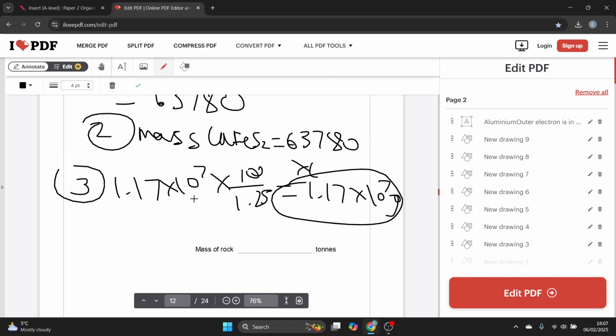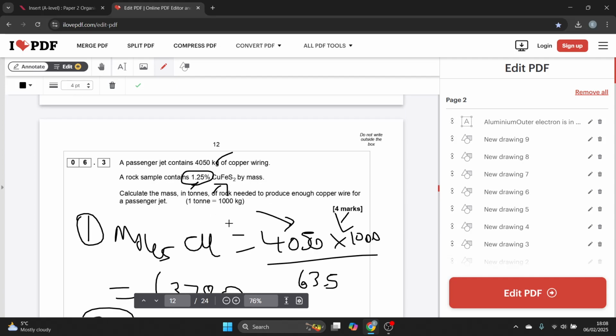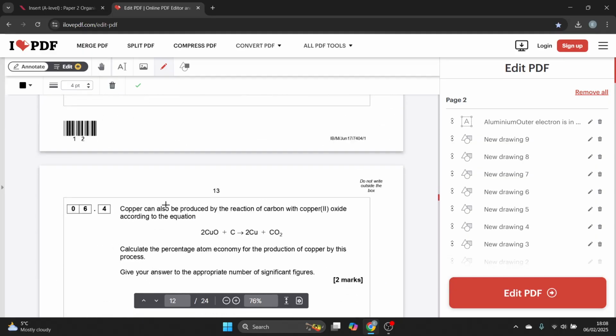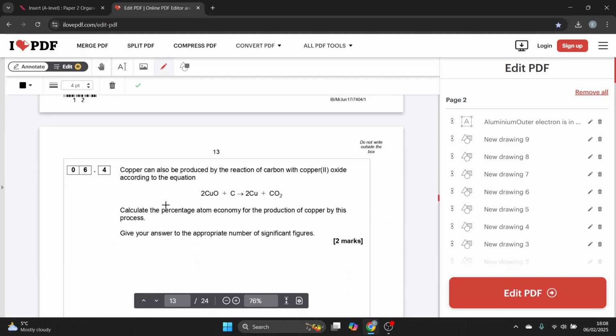So 1.17 times by 10 to the power 7 times by 100 divided by 1.25, and then obviously divided by 1,000, divided by 1,000, 936. So I want it in tons. So first thing I do is that mine's in grams. I convert it to kilograms by dividing by 1,000, and convert it to tons by dividing by 1,000. Calculate percentage atomic economy for the production of copper in this process.